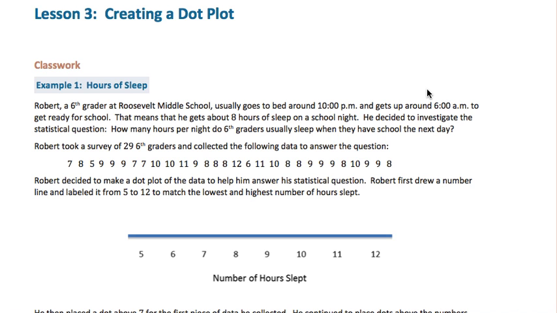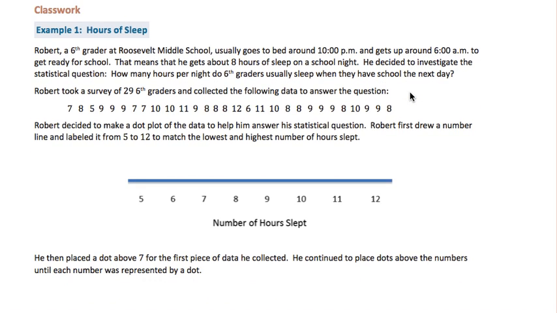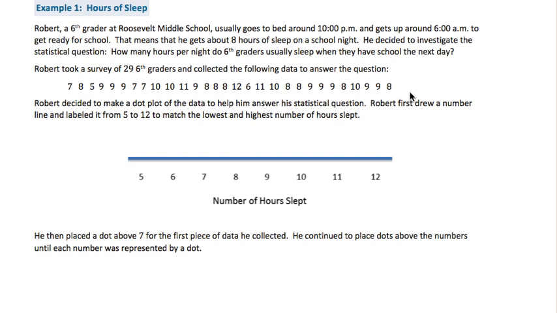In Module 6, Lesson 3, we're going to create our own dot plot. Robert, a sixth grader at Roosevelt Middle School, usually goes to bed around 10 p.m. and gets up around 6 a.m. to get ready for school. That means that he gets about 8 hours of sleep on a school night.